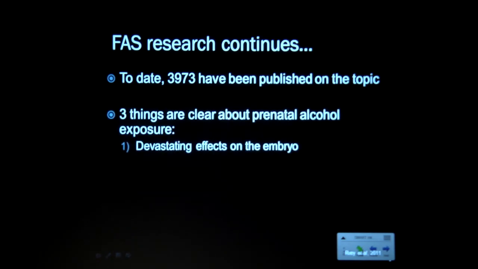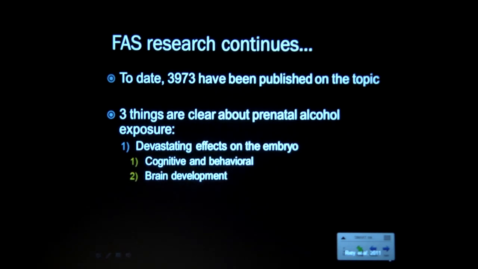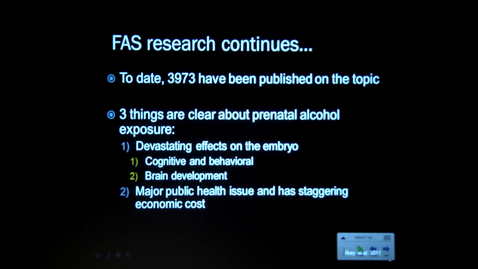Since 1973, when those first two articles were published, an additional 3,973 articles have been published on the topic of fetal alcohol syndrome. Through this research, we have learned much about how alcohol affects the developing child. However, there is still much that we need to know and much that is unclear. However, three things are clear from this research. First, alcohol does have devastating effects on the developing child, which include cognitive and behavioral deficits, as well as problems with brain development.